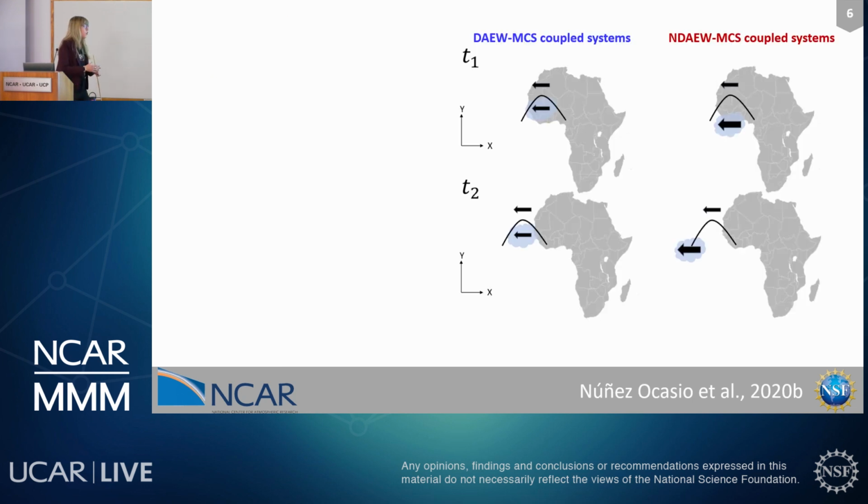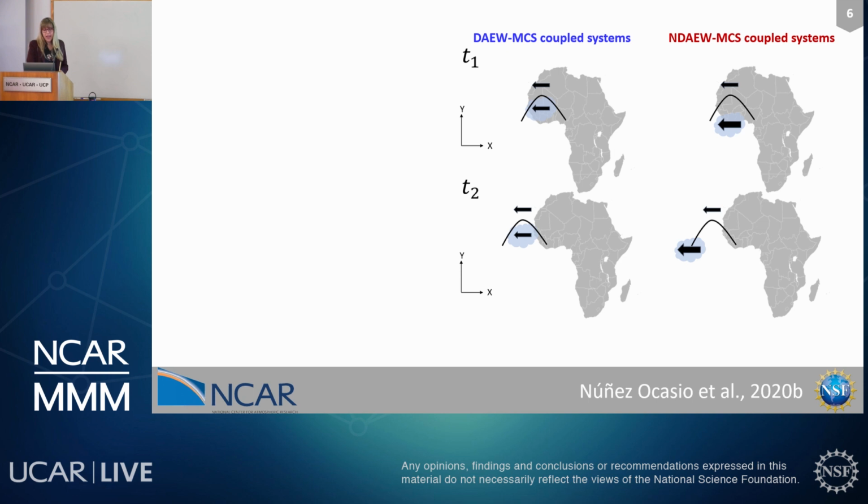Not only that, when looking at the phase speed of the wave, we found that the convection of developers was also more likely to be moving at the same speed as the trough, whereas for the non-developers, the convection was always moving slightly ahead, completely out of phase with that African easterly wave.